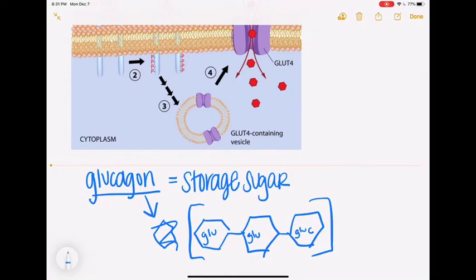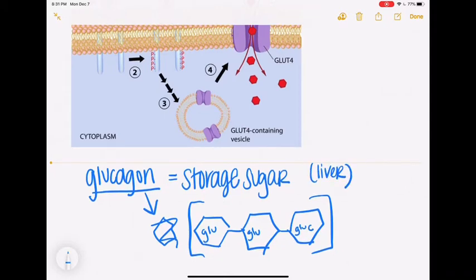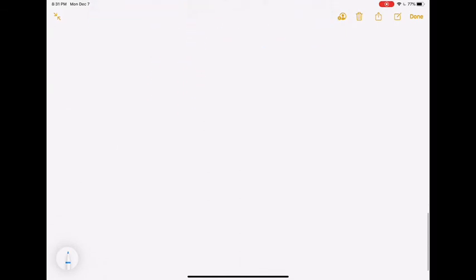And so if your blood sugar is too low, there's a different pathway that's triggered. And so glucagon, which is stored in the liver, will be released, and it will break down into glucose. And that glucose will be put back in the blood to help raise the blood sugar. Okay? And so later this week, you're going to talk about a feedback loop.